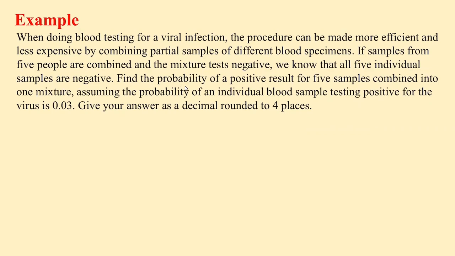Find the probability of a positive result for 5 samples combined into one mixture, assuming that the probability of an individual blood sample testing positive for the virus is 0.03. Give your answer as a decimal rounded to 4 places.